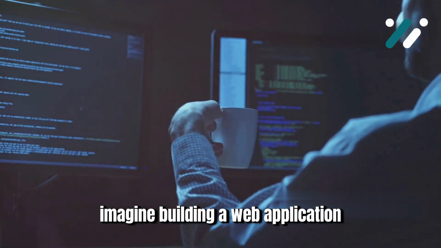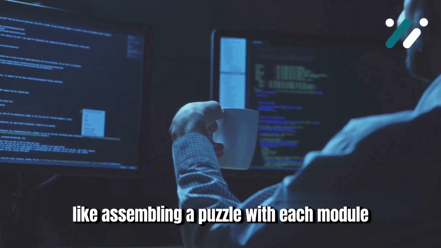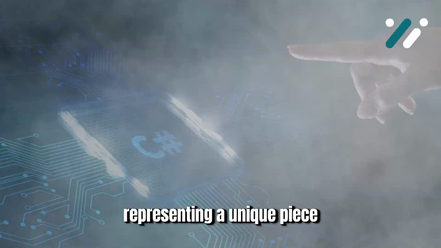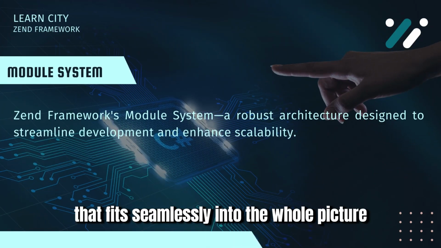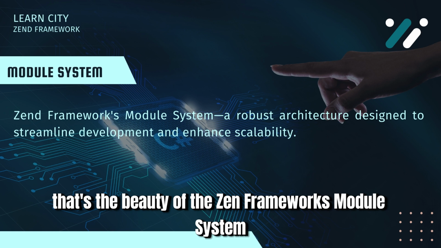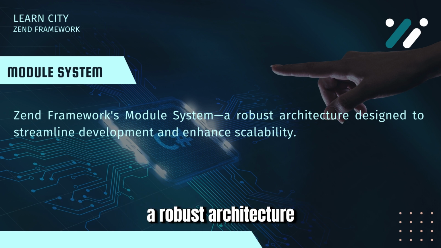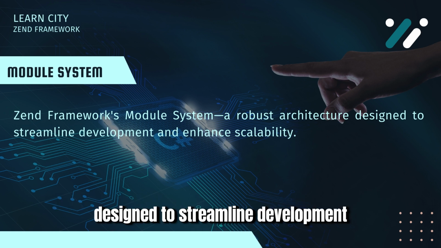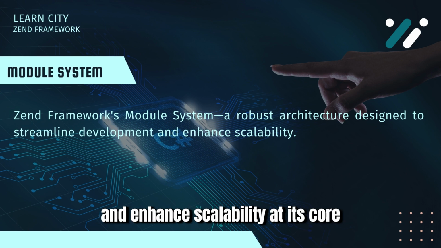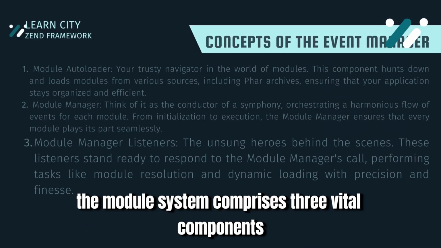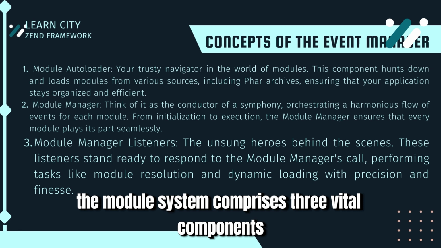Imagine building a web application like assembling a puzzle, with each module representing a unique piece that fits seamlessly into the whole picture. That's the beauty of the Zend Framework's module system, a robust architecture designed to streamline development and enhance scalability. At its core, the module system comprises three vital components.